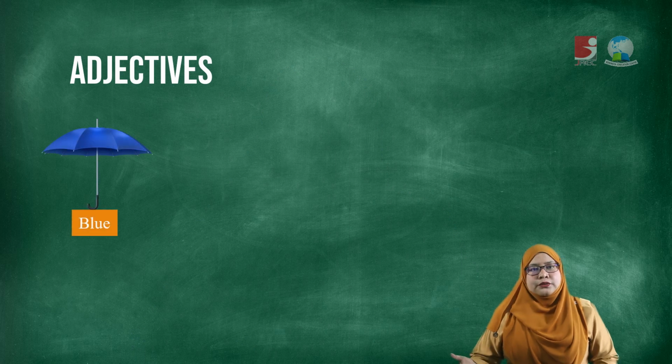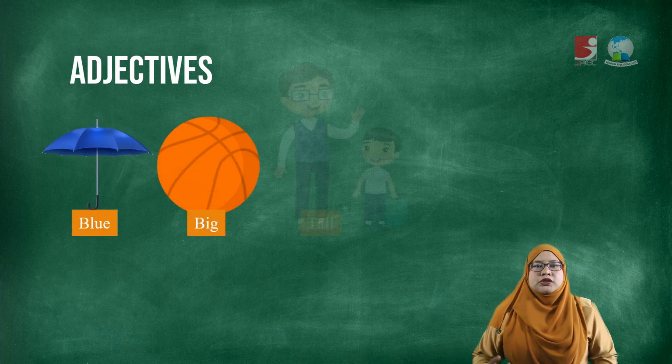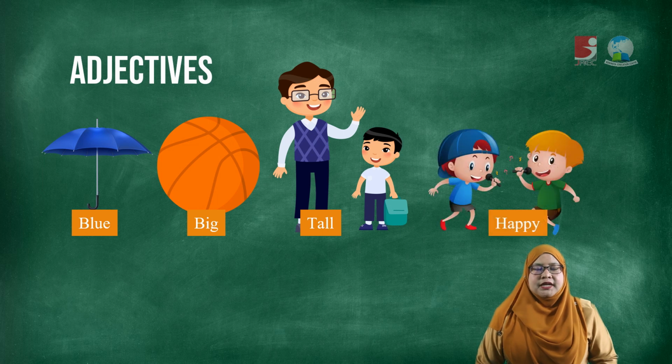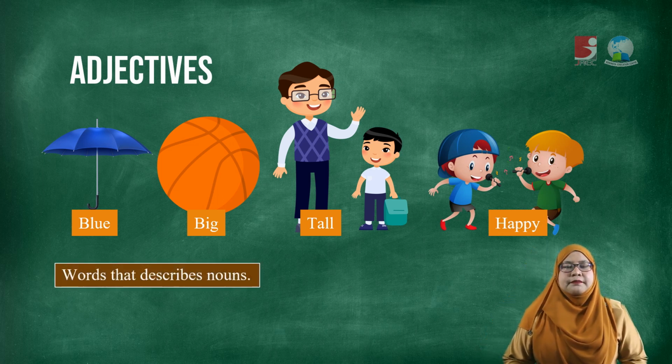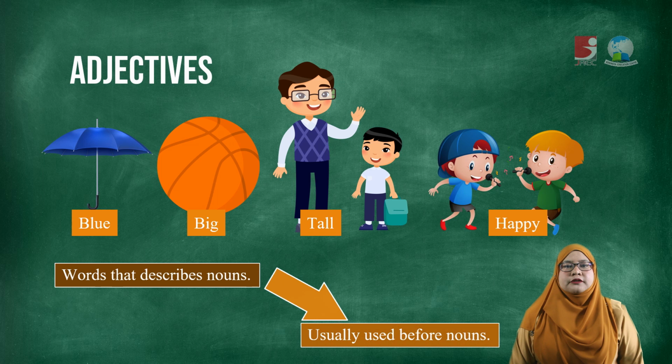Adjective is a word that is used to describe a noun. Let me explain it to you. Blue, big, tall, happy. These are a few examples of adjective. Adjective is used to describe more about the noun, about the person, animals, or things. Usually, adjective will be used before noun.